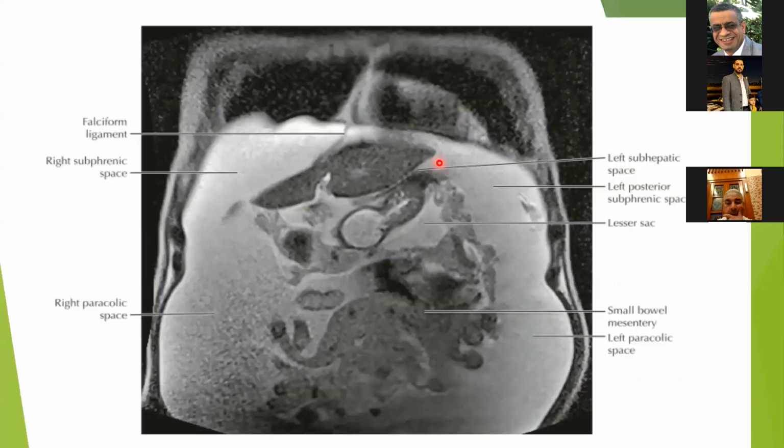This is the coronal MRI, showing us the falciform ligament, the right subophrenic space, the right paracolic space, the left paracolic space, the lesser sac, and the left posterior subophrenic space.